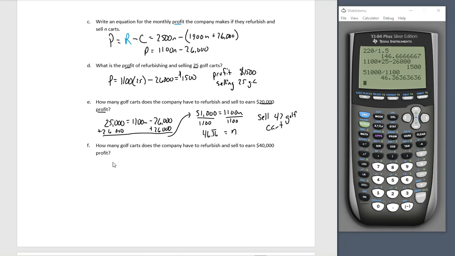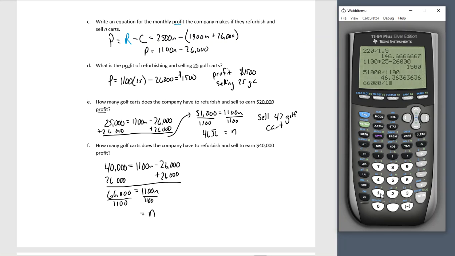To earn 40,000, we'll do the same thing. 40,000 equals 1,100 N minus 26,000. Let's add 26,000 to both sides. And we'll have 66,000 equals 1,100 N when we divide both sides by 1,100. We end up with, let's see, 66,000 divided by 1,100. We probably should have known that.